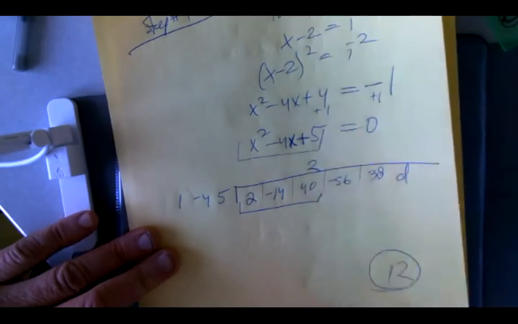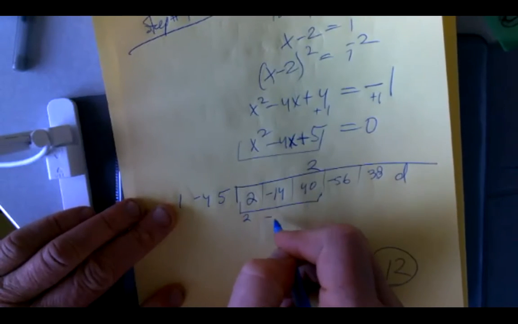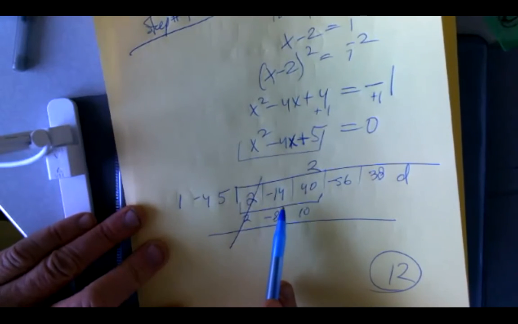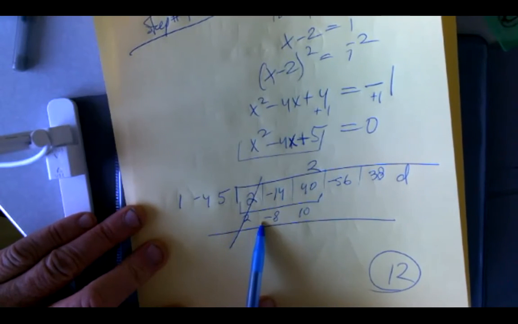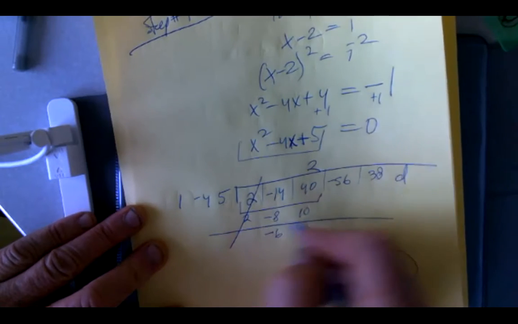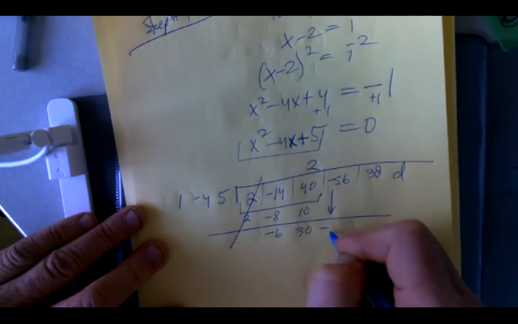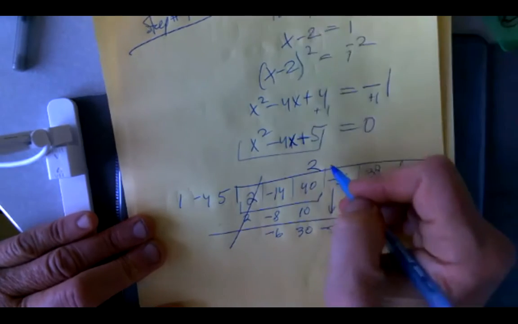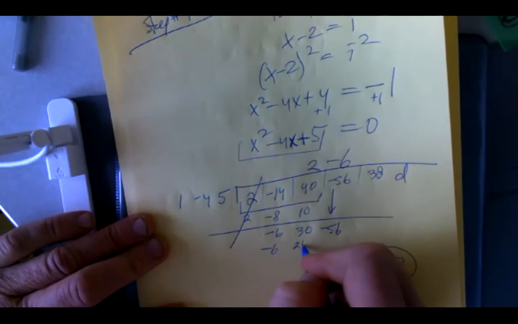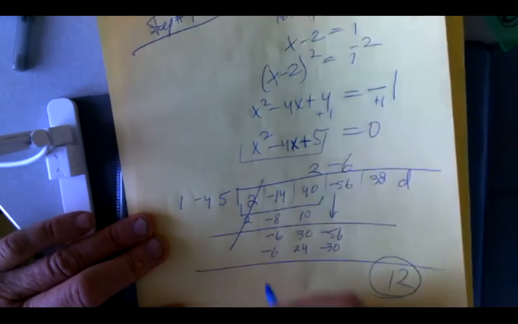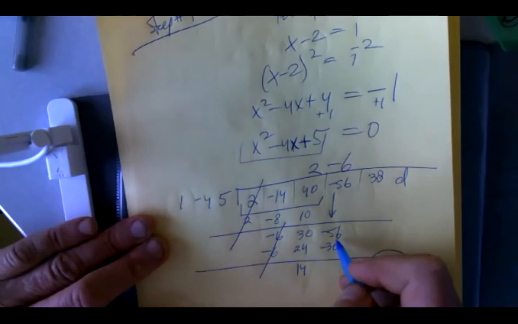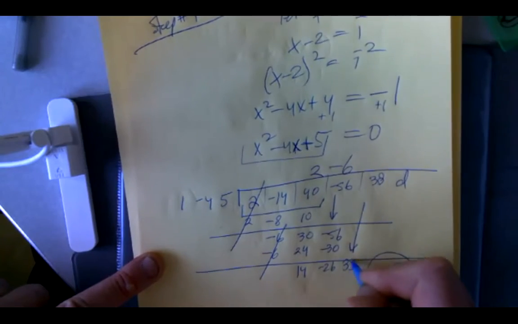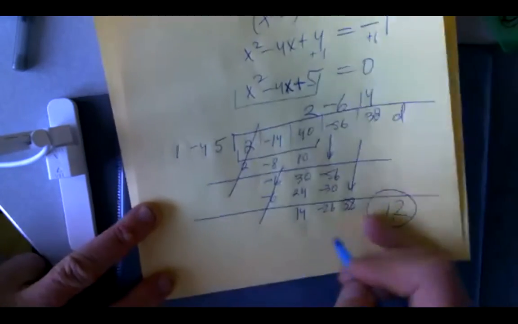Like 2, -8, 10. I'm just doing this in my head now. Negative 14 plus 8 is negative 6. 40 minus 10 is 30. Almost done with this class here. What do I multiply by now? Negative 6. Yes. 14. Negative 56 plus 30 is negative 26. Bring down that 38.